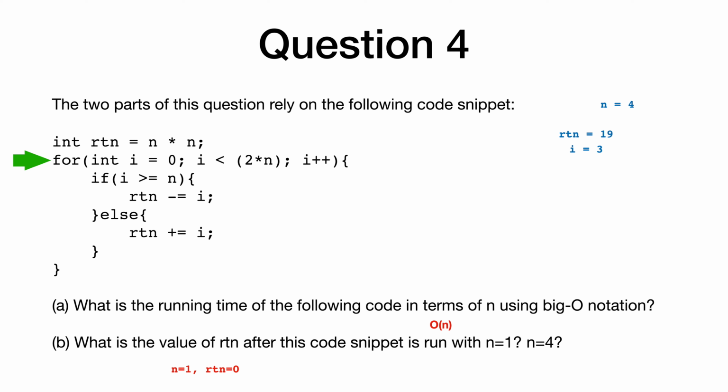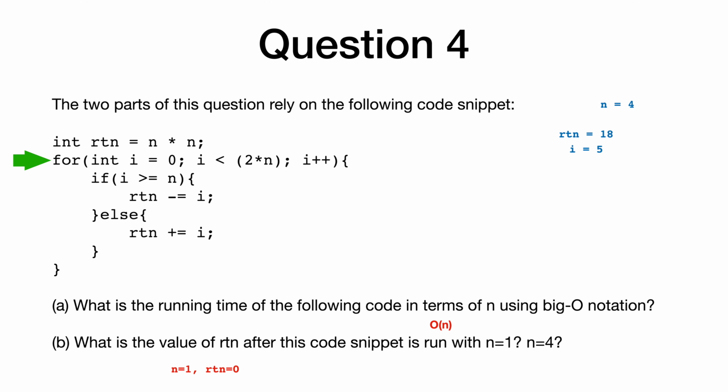We keep going with 3. So then rtn is 22. And we get back up here, and i is equal to 4. 4 is still less than 8, so we run this loop again. But now 4 is greater than or equal to 4, so we run this inside. We run the subtraction, and we subtract 4 from 22 to get 18.